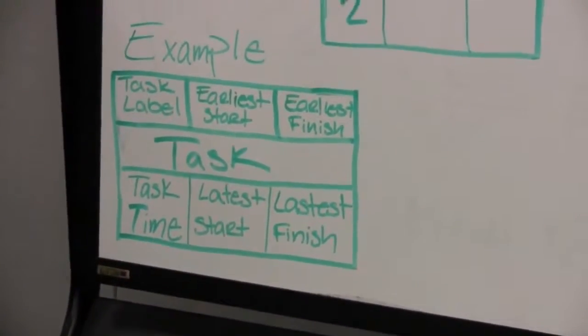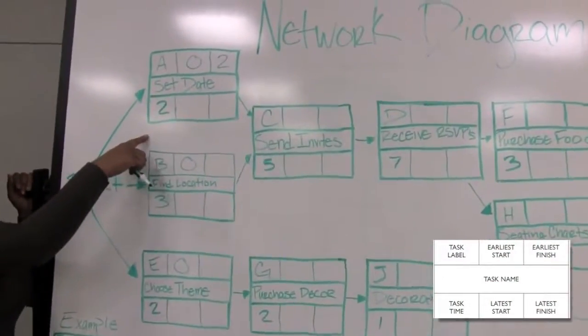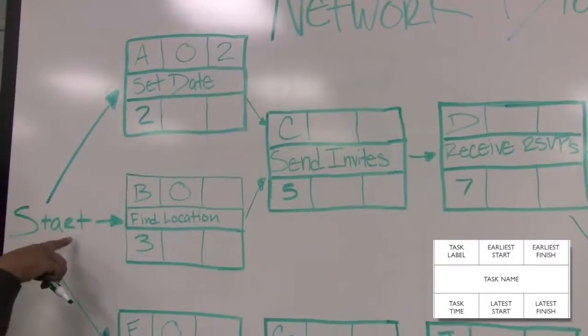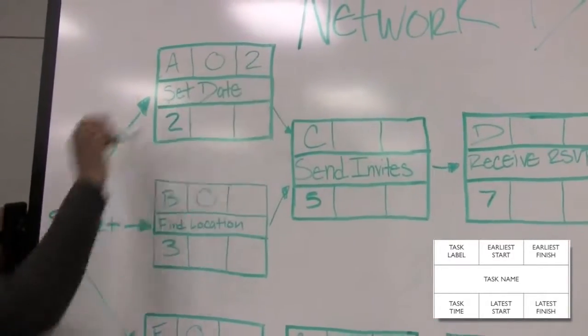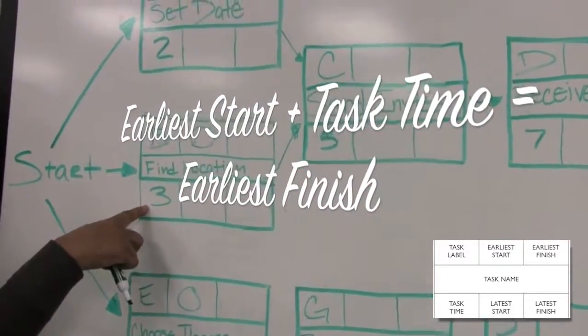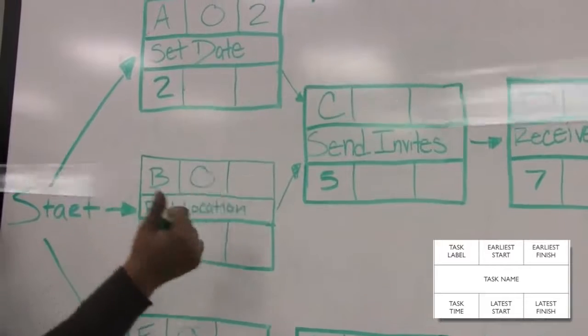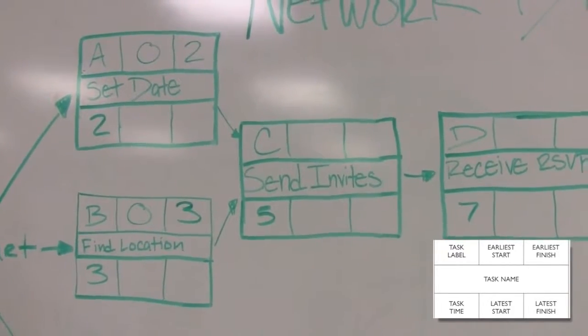So I'm going to go over the first one for setting a date, task A. It takes 2 days to be completed, and since it's our start, it would start off with 0. So the earliest it would finish would be 2 days. Same for B, it takes 3 days, and the start time would be 0. So we would place 3 here, because the earliest we would be able to finish would be 3 days.